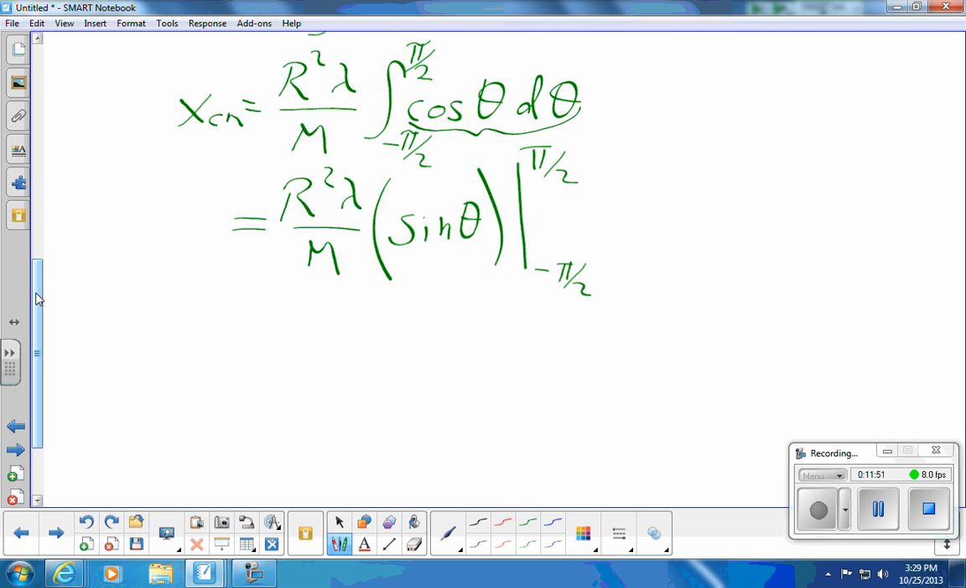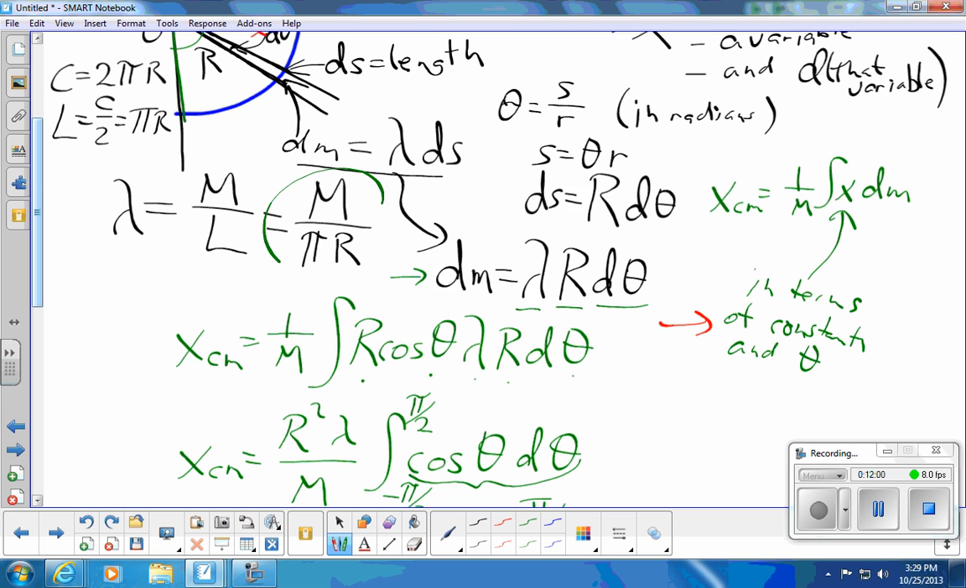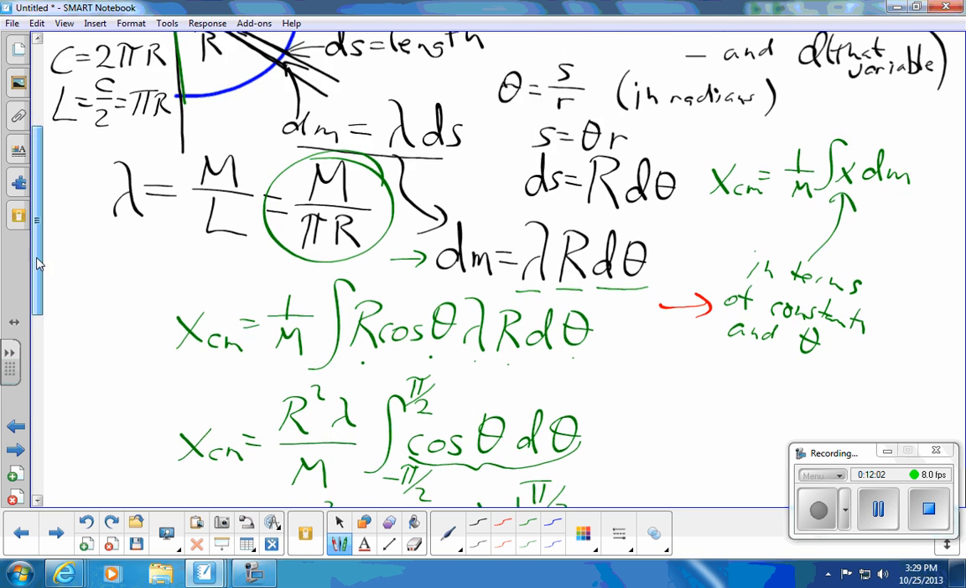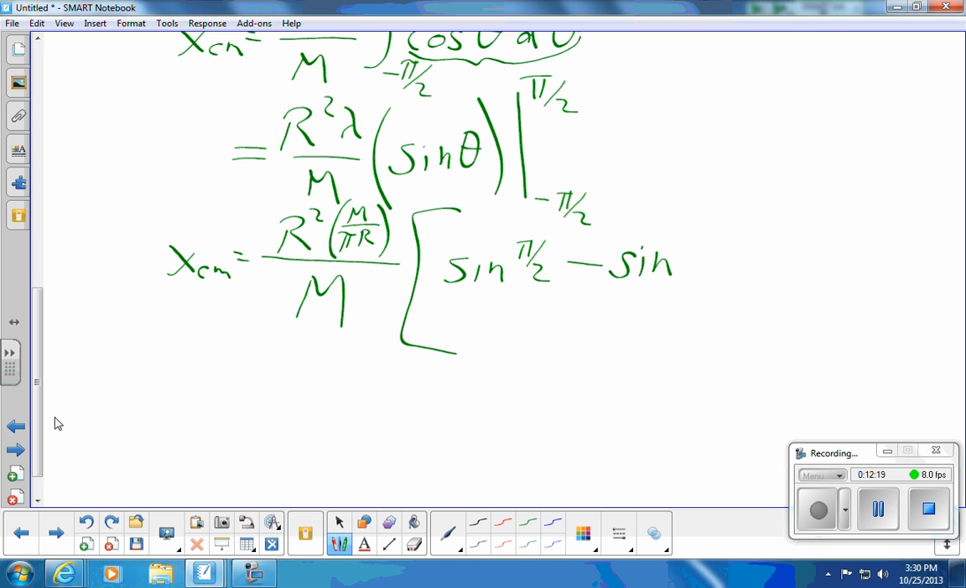I get x cm is equal to r squared. I'm going to plug in for lambda. Where the heck is lambda? Up there somewhere. Lambda is m over pi r. That's my lambda, over m, times sine of pi over 2 minus sine of negative pi over 2.